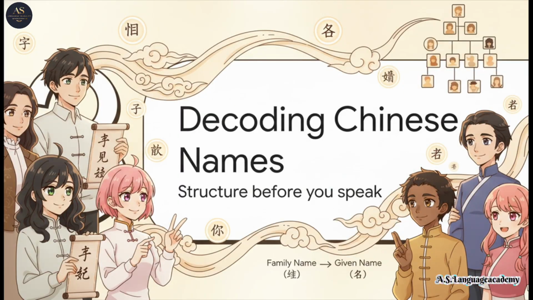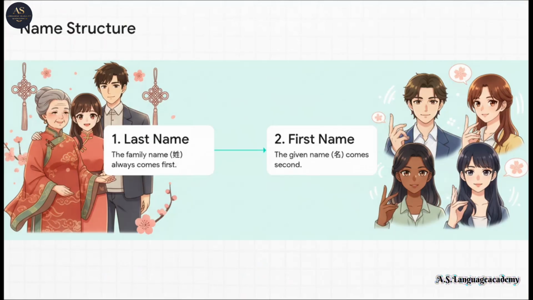Okay, so we've got hello down. Awesome. What's next? Usually it's names, right? But before you can say your own name, you gotta understand how Chinese names are built, because it's probably the opposite of what you're used to. And here is the big difference. The order is completely flipped from the typical Western format. In Chinese, the family name, the last name, always comes first. Then comes the given name or first name. Think of it as family first.